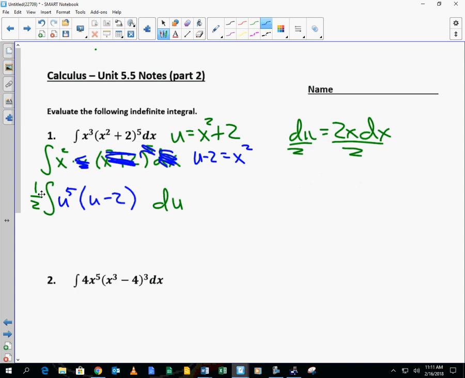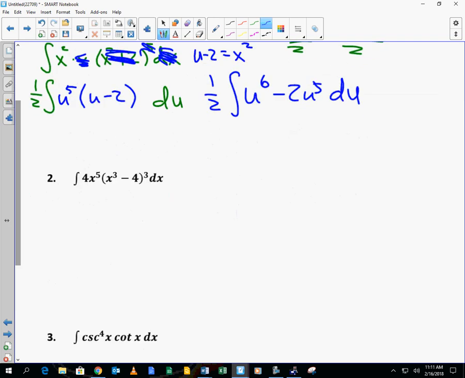Because that's what u is. So now I got 1/2 times the integral, right, as a polynomial. I got u to the 6th minus 2u to the 5th du. Can we find that antiderivative? Yeah, super easy. I just distributed the 5 through.